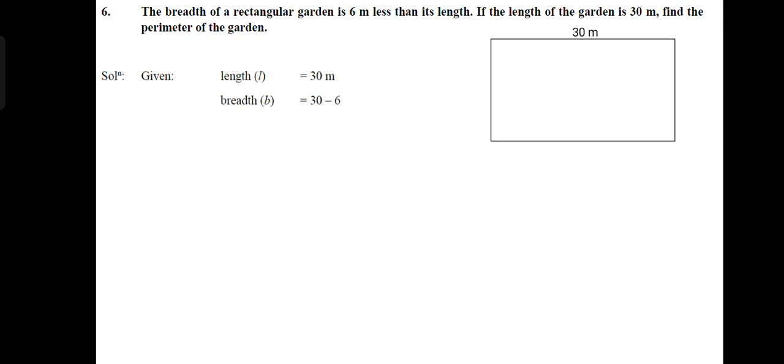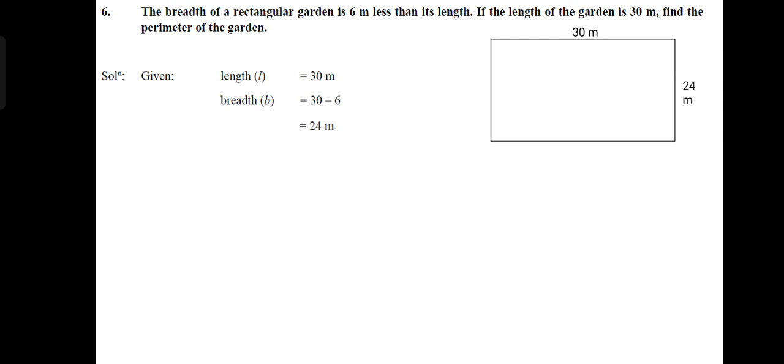30 is the length. Since the breadth is 6 meter less than its length, which is 30, we are subtracting 6. Why? Because it is 6 meter less. Okay, so 30 minus 6 will be 24. So your breadth will also be 24 meter. The breadth of this garden will be 24 meter and length is 30 meter.